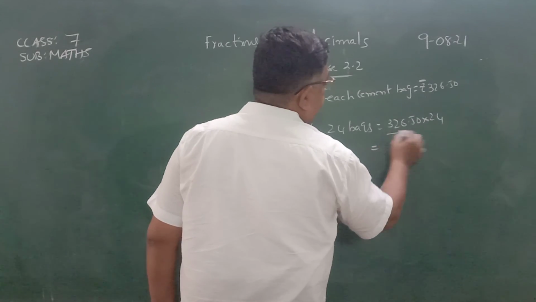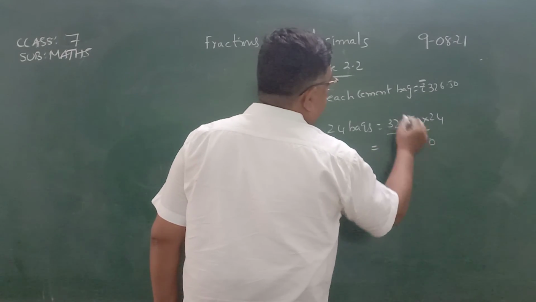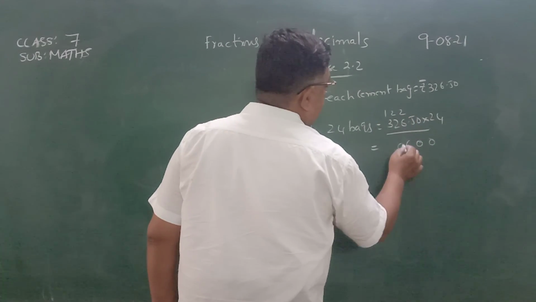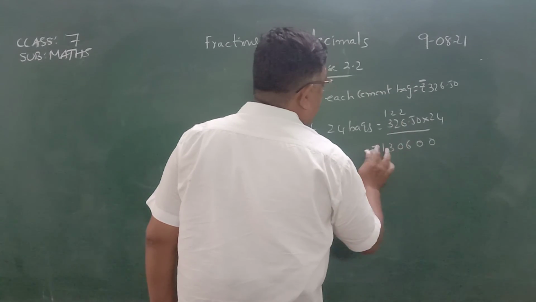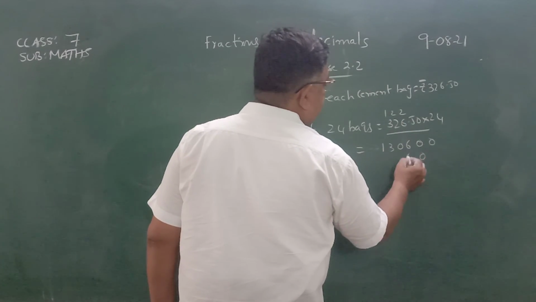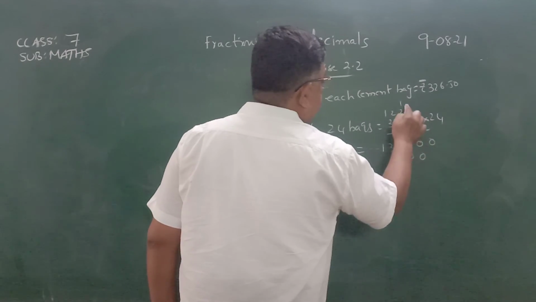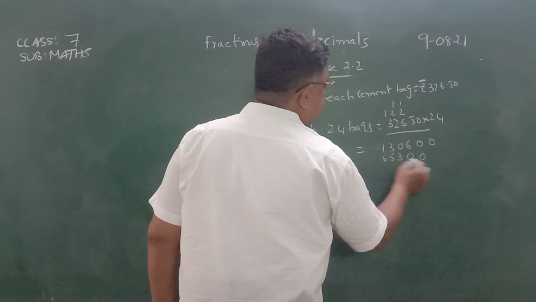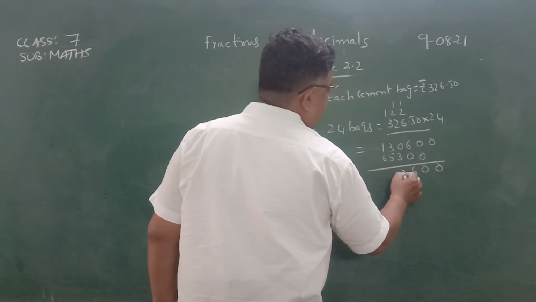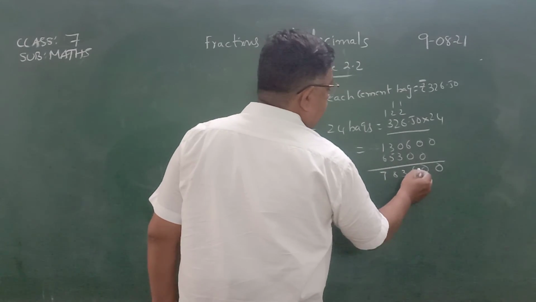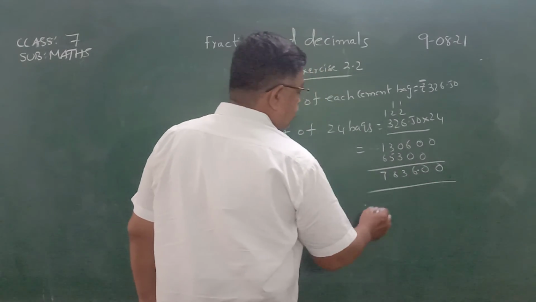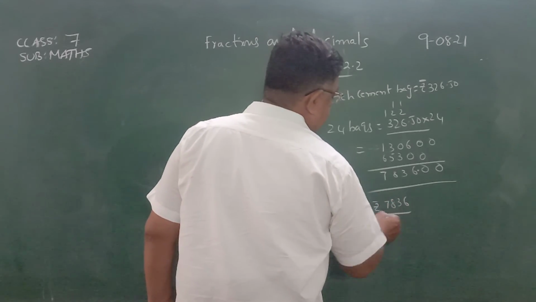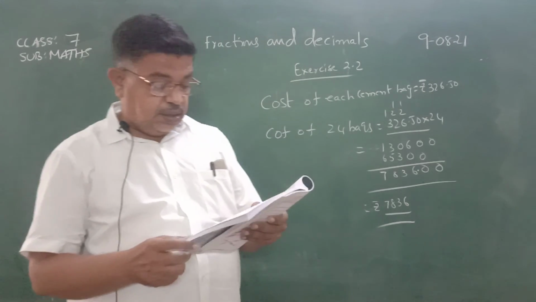First we multiply with 4. 4 0s are 0, 4 5s are 20. 4 6s are 24 plus 2 is 26. 4 2s are 8 plus 2 is 10. 4 3s are 12 plus 1 is 13. Now multiply with 2. 2 0s are 0, 2 5s are 10. 2 6s are 12 plus 1 is 13. 2 2s are 4 plus 1 is 5. 2 3s are 6. Place the point after two places. So the cost of 24 bags of cement is 7,836. This is how you can find the product.